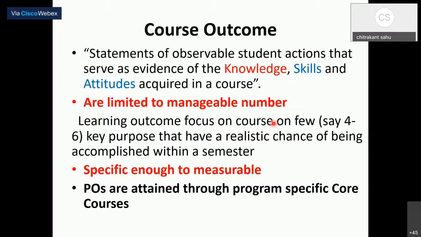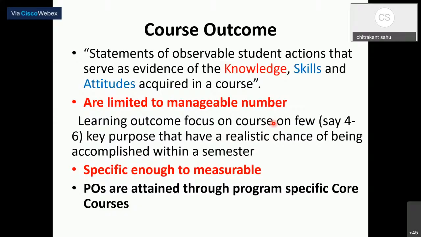These are acquired through a course, and they are defined in a particular fashion. Generally they should be 4 to 6 in number. The key purpose is that there should be a realistic chance of being accomplished within a semester. So the course outcome is for within a semester. Remember, I told you the program outcome is for a complete program, but the course outcome is for a particular semester, a particular subject.